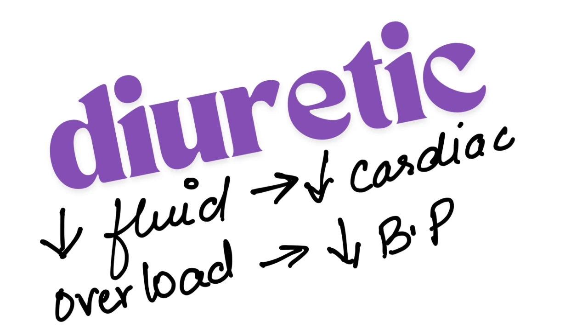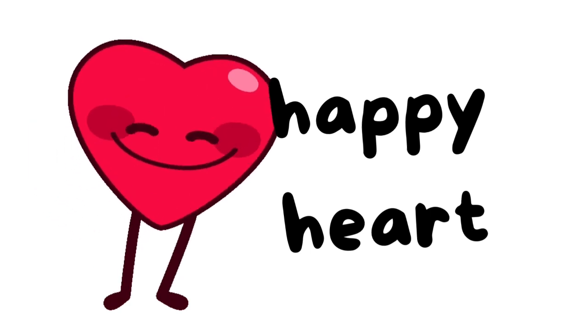And the last category of drugs in this video is diuretics. How do diuretics work in decreasing the BP? They decrease the fluid, therefore decrease the cardiac overload, and therefore decrease your blood pressure, and keep your heart happy. So this is all for this video.